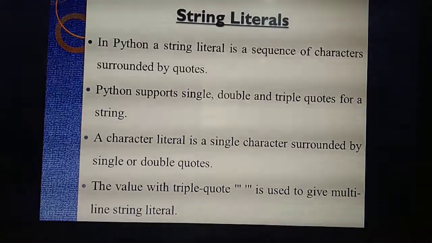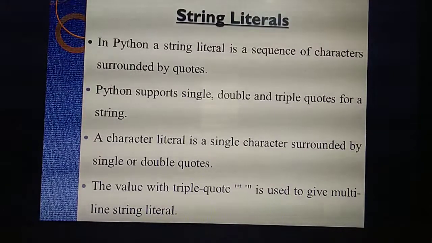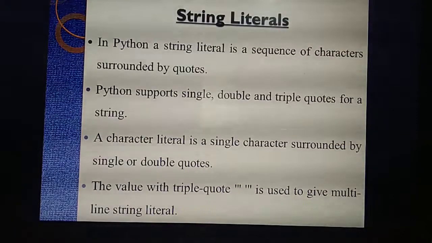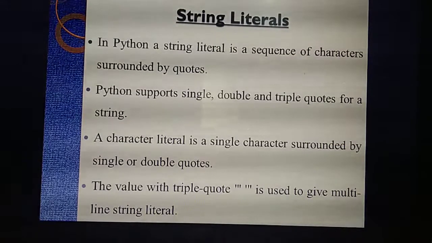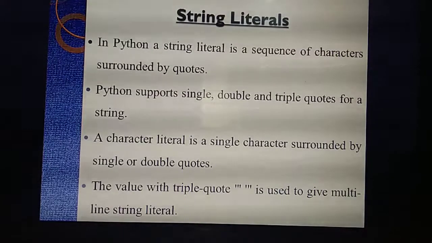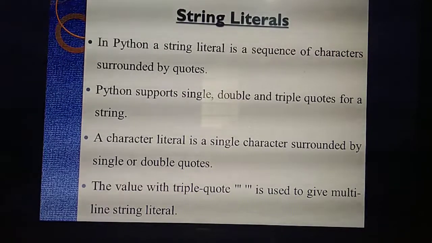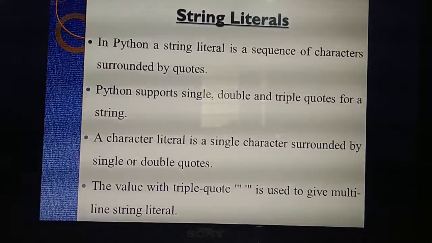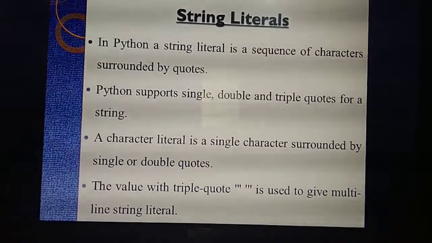Understand the difference between single, double and triple? Single quotes may be given for a single character, that means A, B, or a word, computer. Double quotes you can give for a sentence, or one word computer. Triple quotes are always used to represent multi-line. That means many lines. Understand?